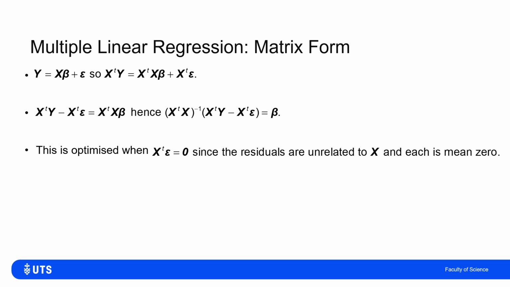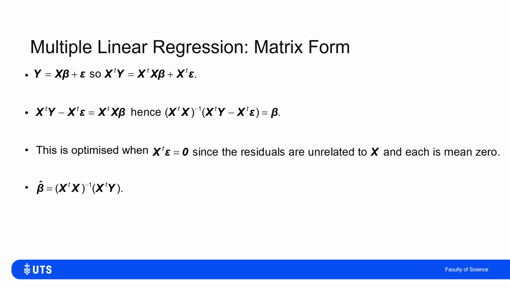So I can then optimize that when X transpose epsilon is the zero vector, and that should be the case since the residuals are unrelated to X with mean 0. So when I've set that term to 0, I will get that my estimate beta hat is X transpose X inverse times X transpose Y.